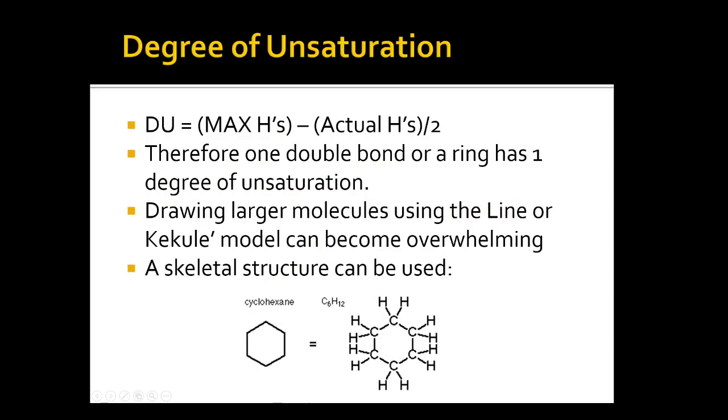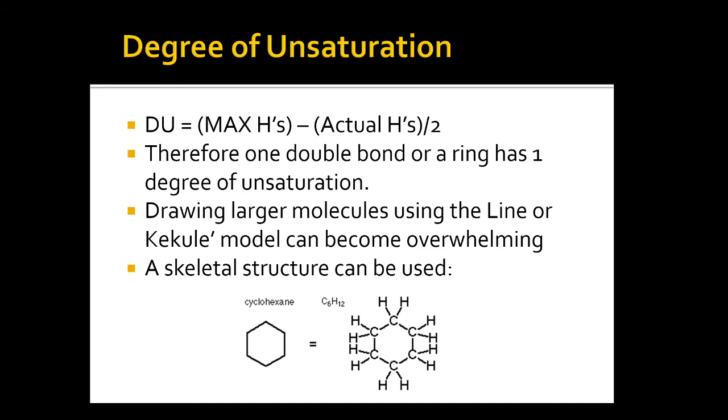All right, so this is our degrees of unsaturation. How do you find out your degrees of unsaturation? You put in the max number of hydrogens that you could possibly have, by which I mean your 2N plus 2. That's your max, minus how many hydrogens the structure actually has, divided by 2. And that'll give you your degrees of unsaturation.